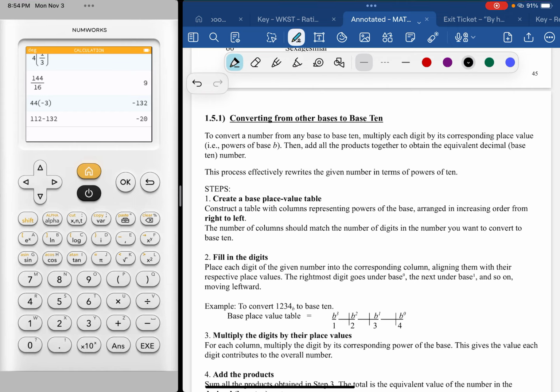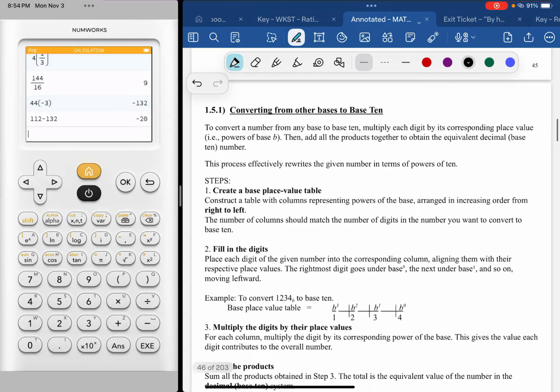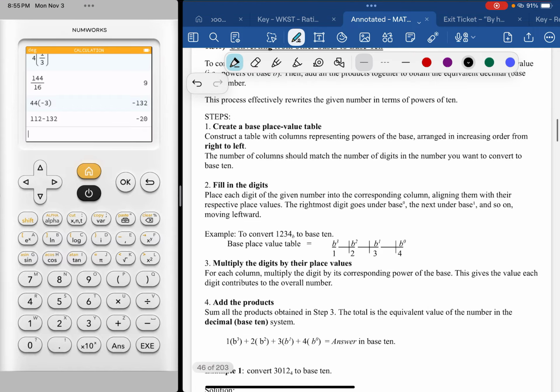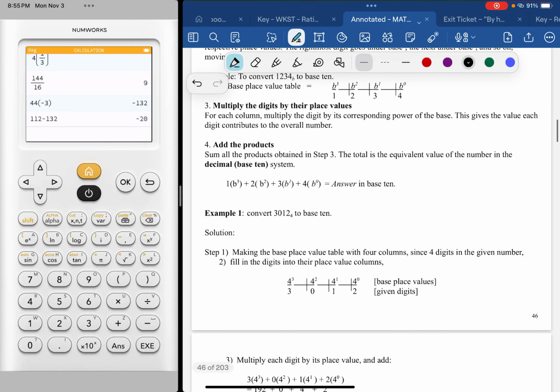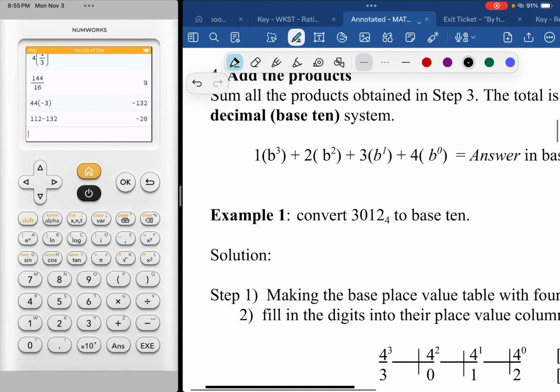So that's create a base place value table in increasing order. The powers of the base increase in order from right to left. Then we fill in our digits, multiply by their place values, and then add the products. All right. So if I'm converting 3012, all right, because I don't want to say 3012, because that's how we think of something as base 10. All right, but this is in base 4.